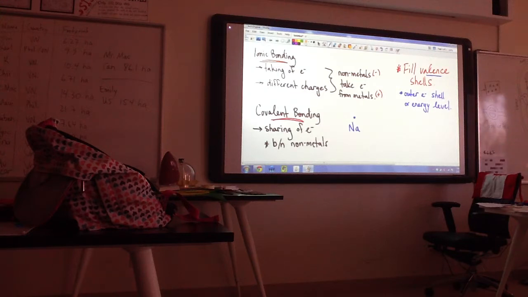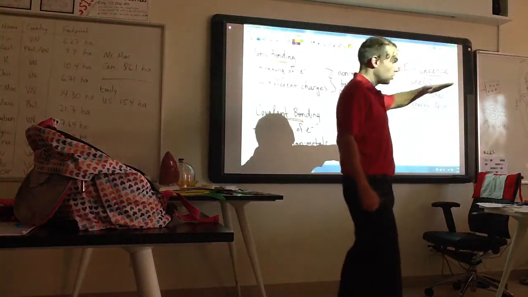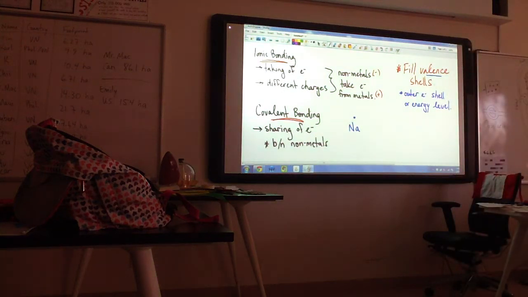Is that all right with everybody? So which are the columns and what's the other one? The rows are called periods, which is why we call it the periodic table.